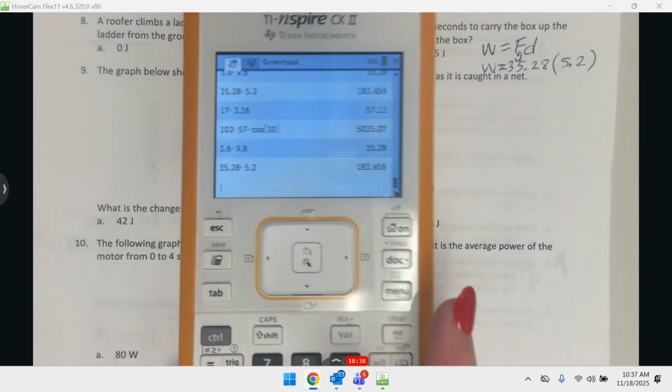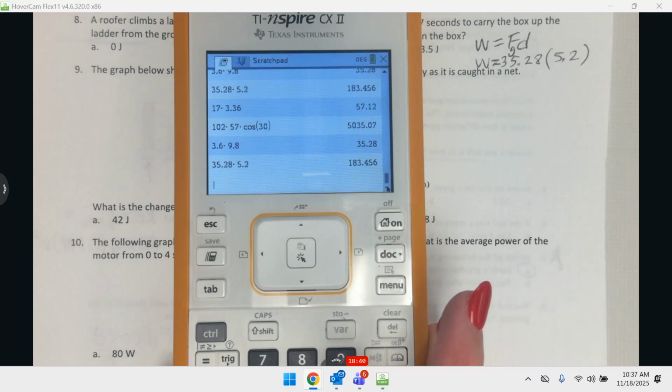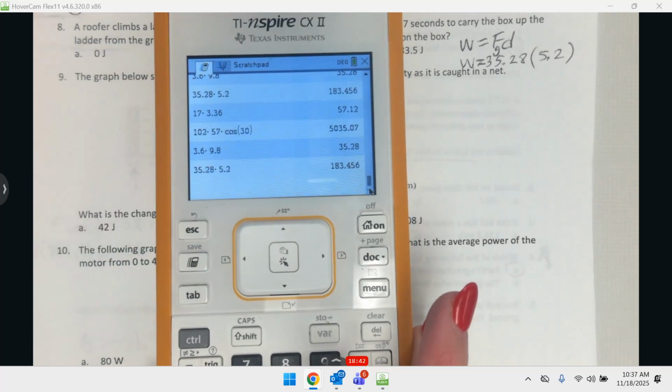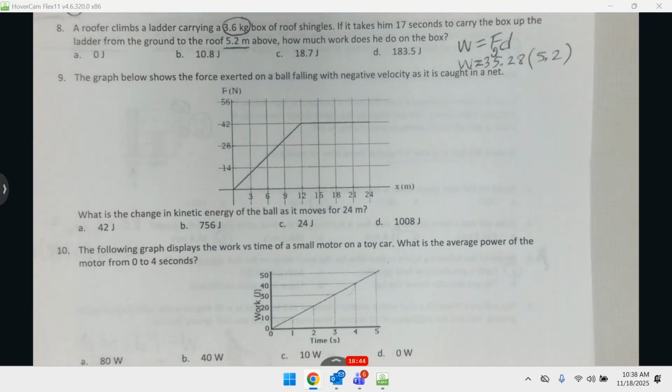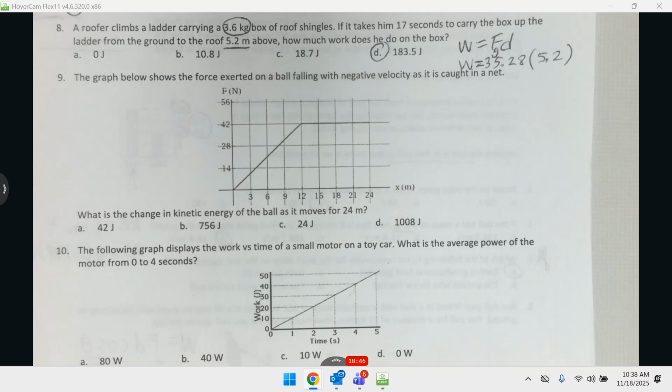Okay, when I multiply the weight of the object by 5.2, the distance it travels, I get 183.456, which is right here. It is answer choice D, 183.5.